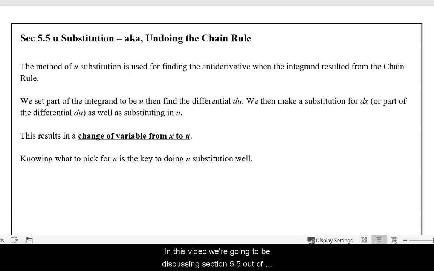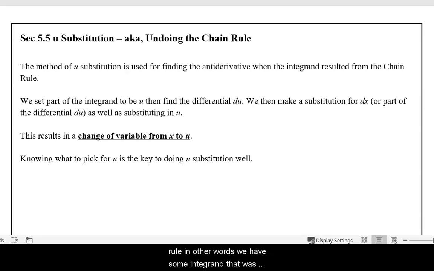In this video, we're going to be discussing section 5.5 out of the OpenStax Calculus book, Volume 1. This section deals with one of the most important things that you will learn in the entire Calculus 1 course, which is u-substitution integration. U-substitution is the method that we use to undo the chain rule.